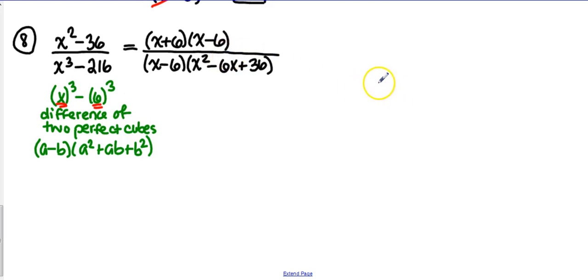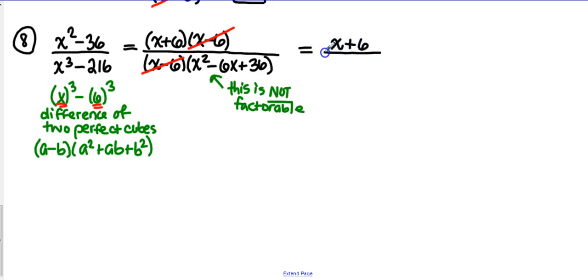We have successfully factored the difference of cubes, and now let's see what factors will cancel. I see x minus 6 can cancel with x minus 6. Is this factorable? Thinking back, I know that whenever we factor the difference of two perfect cubes, automatically this is not factorable. I can go no further, which means my final answer will be x plus 6, all divided by x squared plus 6x plus 36.